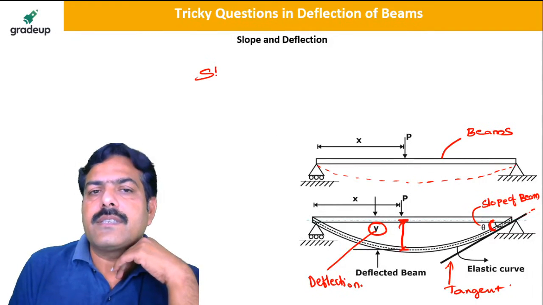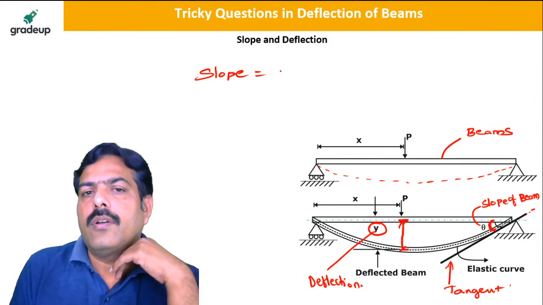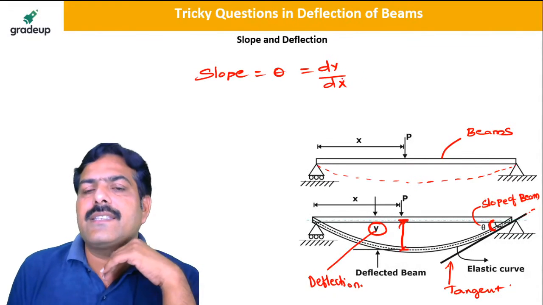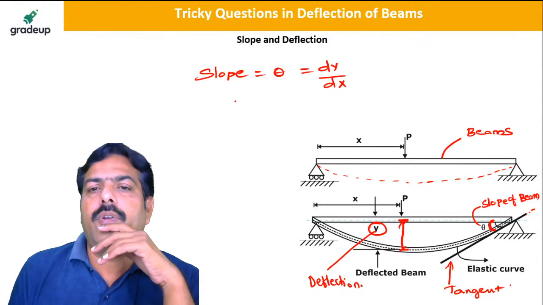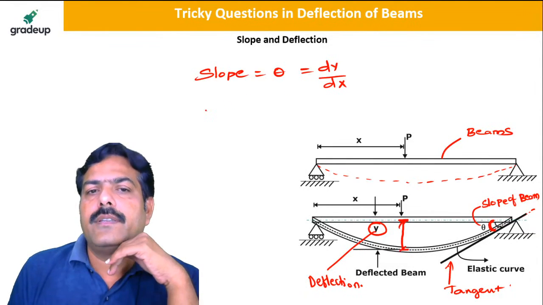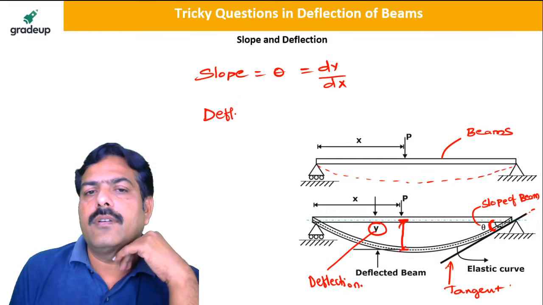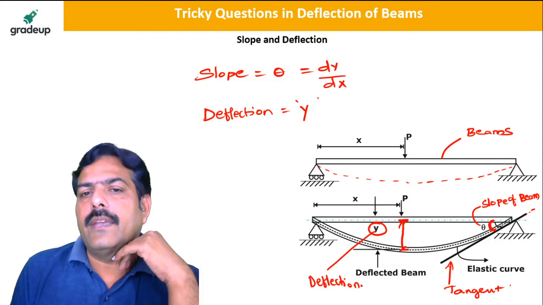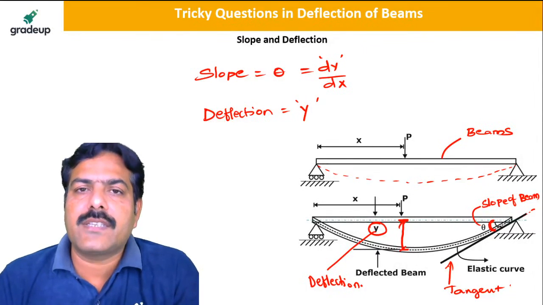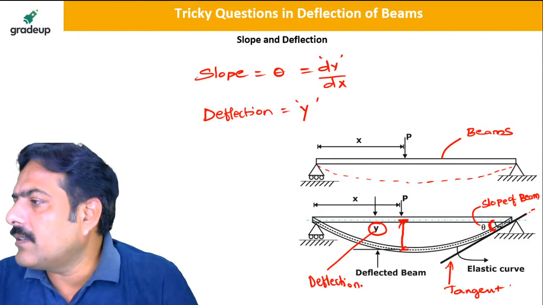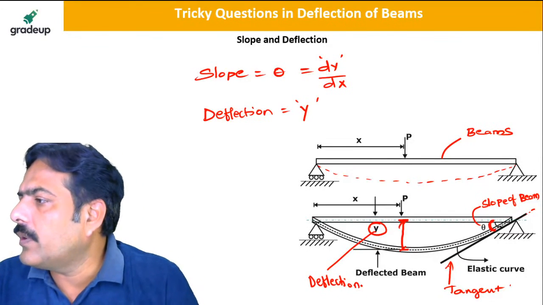So slope is denoted by theta, which is also equal to dy by dx. The first derivative of this with respect to x is called the slope, right? And if you integrate this, you will get y, which is called the deflection at a particular point and is denoted by y. Is it clear now? The first derivative of the deflection with respect to x is called the slope. These are the two things that we need to find. Very good.